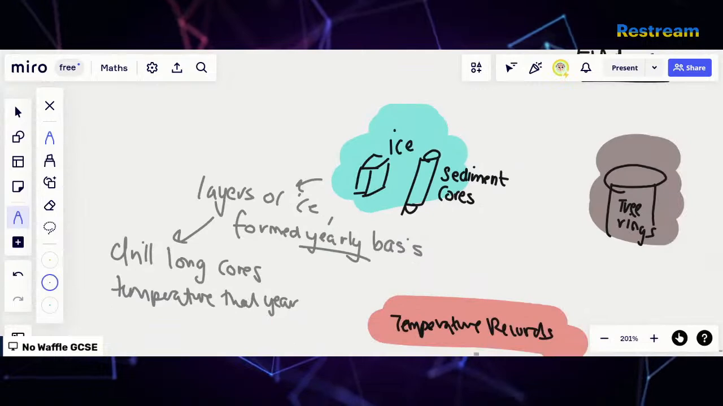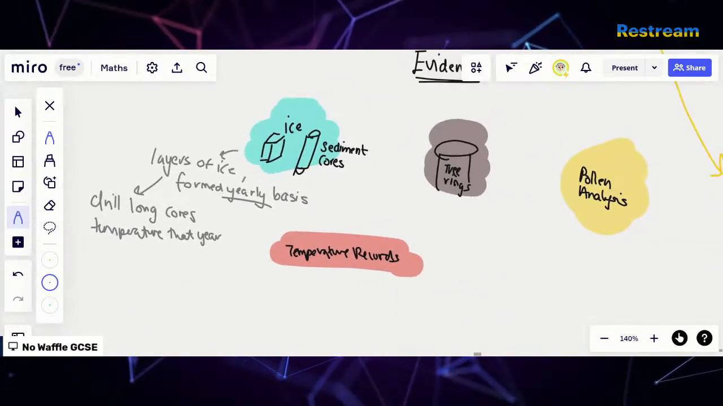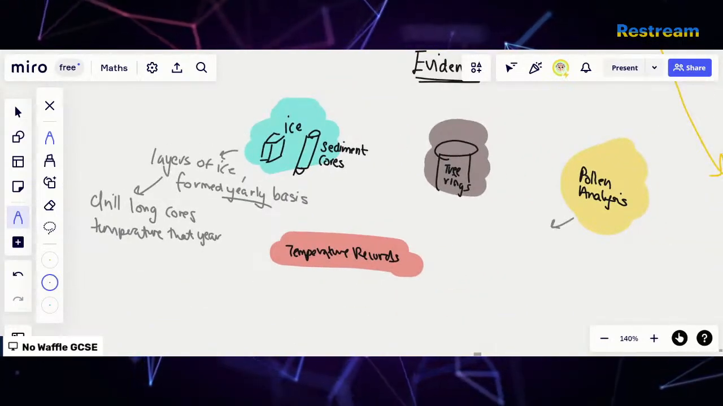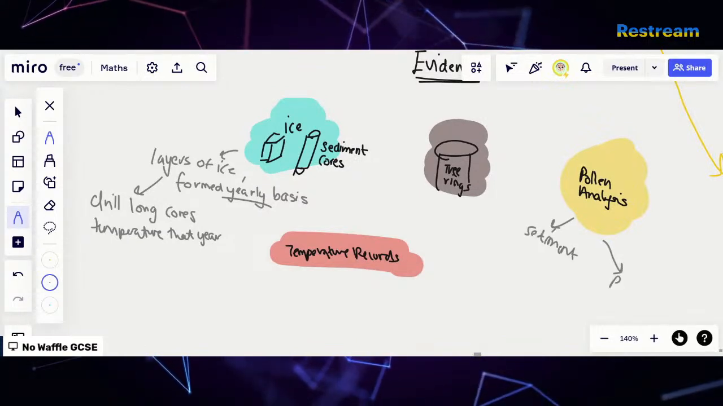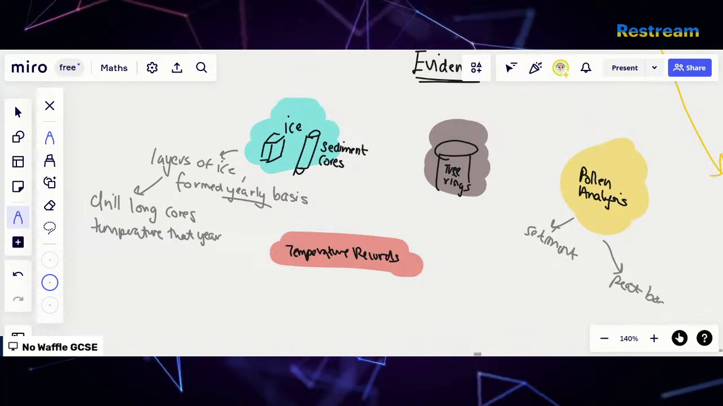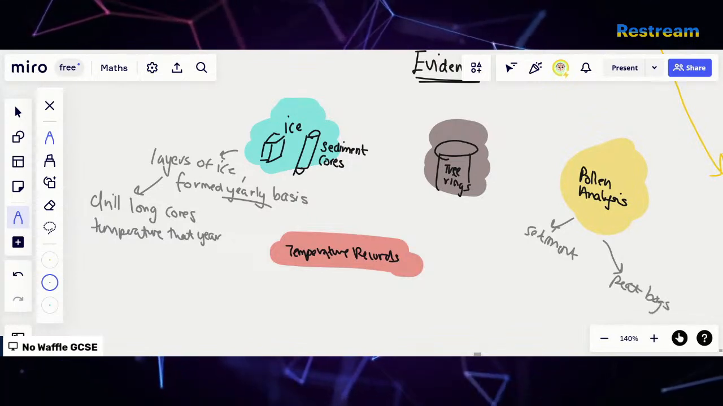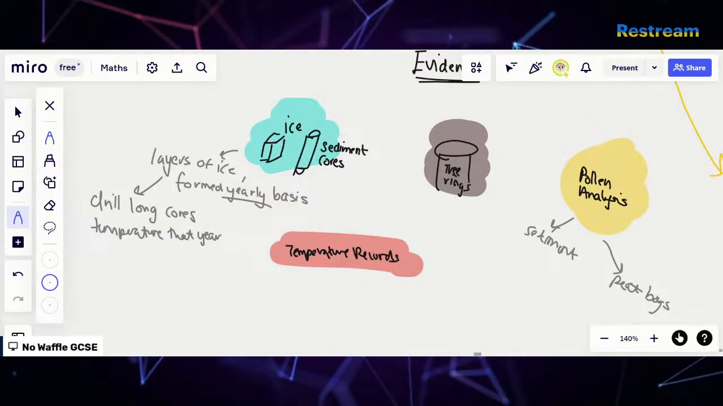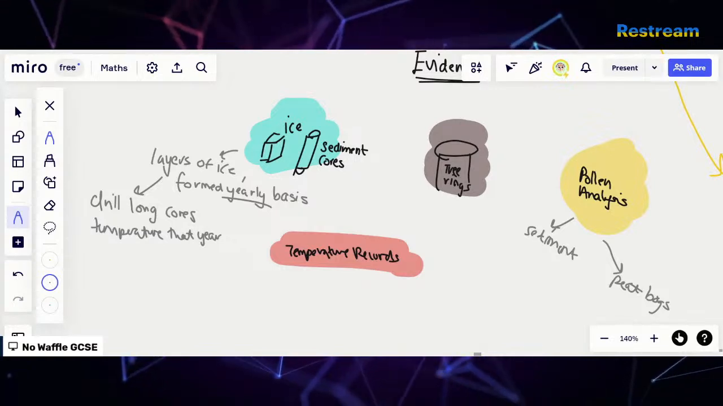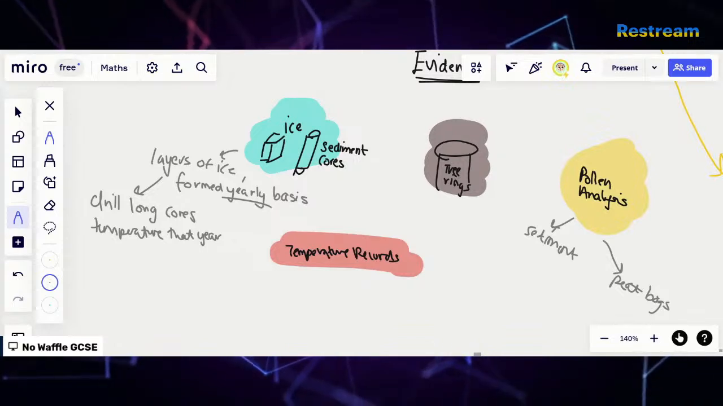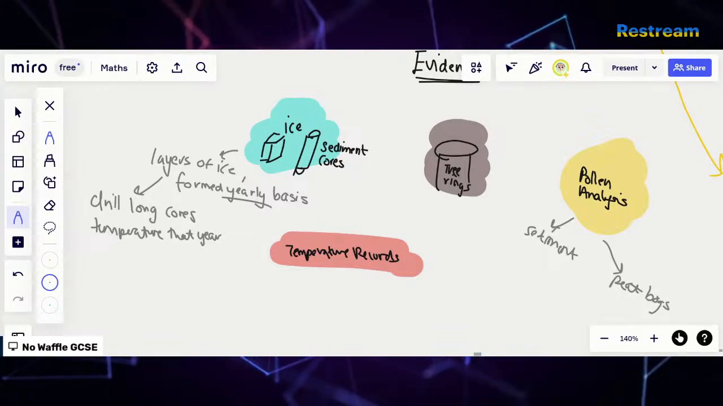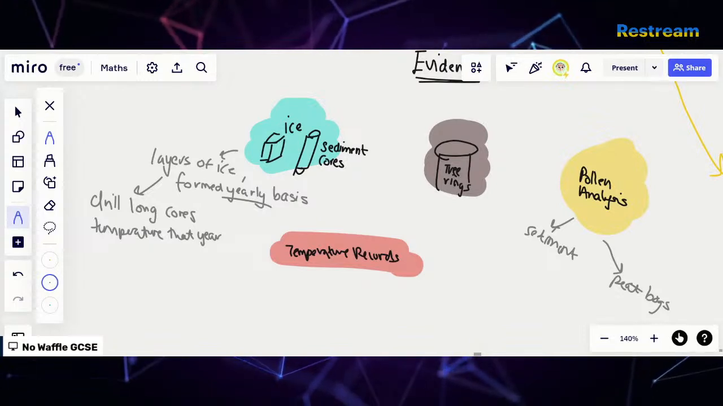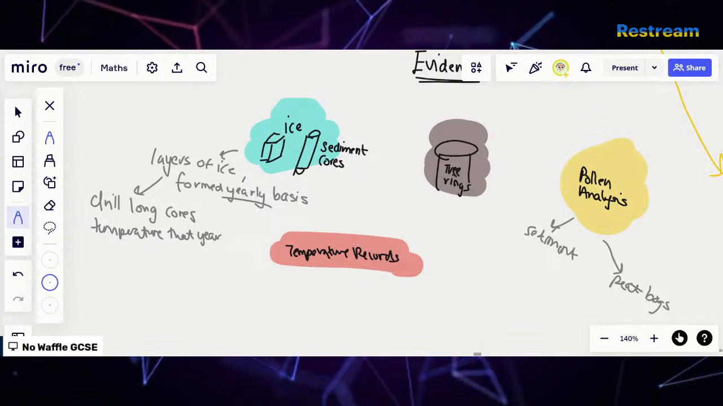Now, pollen, the next one, gets preserved within sediment or peat bogs. And because it gets preserved, and pollen indicates the species in which they grow in and which they come in. So the scientists can then identify from the pollen what species were living at that time, and they also know the conditions in which they lived in.